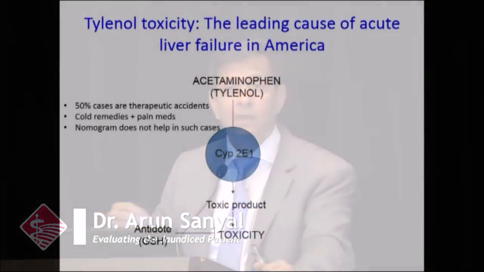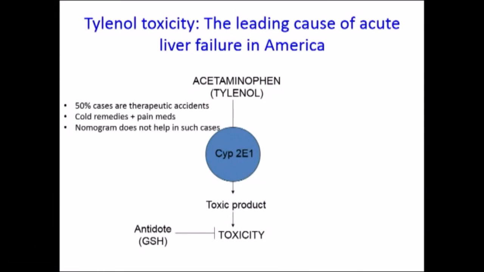Tylenol toxicity is also important because it has a very specific treatment, and essentially you should be able to prevent anybody from going further if you catch it early enough. It is a leading cause of acute liver failure in America. So thus, it gets its own slide in the talk. Something that has changed over the last 15 years is the nature of Tylenol toxicity. It used to be, 20 years ago, almost invariably a suicide attempt. But now 50% of the cases are therapeutic misadventures, because Tylenol is one of the components of so many pain medications.